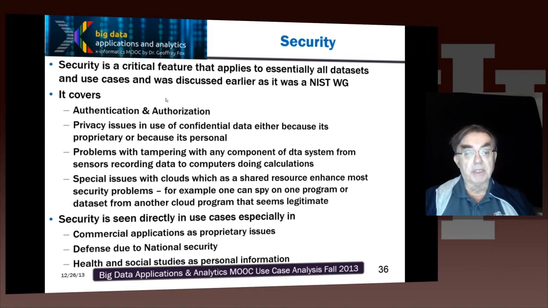So in the end, it points out three broad areas: commercial applications, which are proprietary; defense, with incredible national security issues; and health and social studies, and some of those in the network science area have privacy issues from the use of personal information.